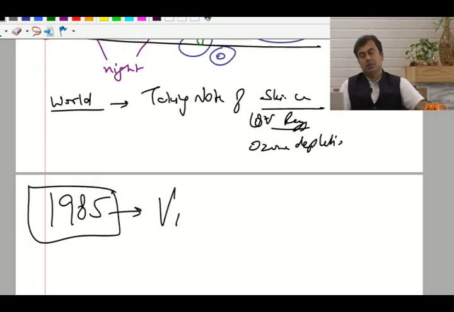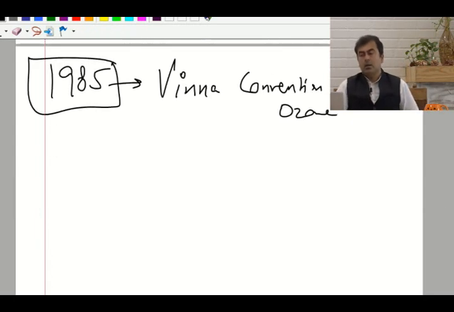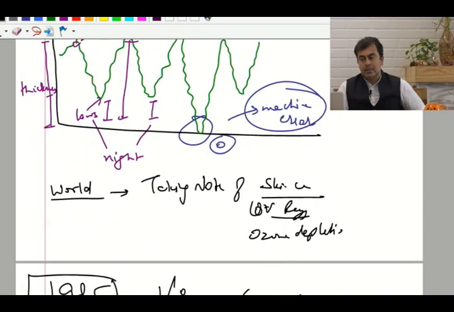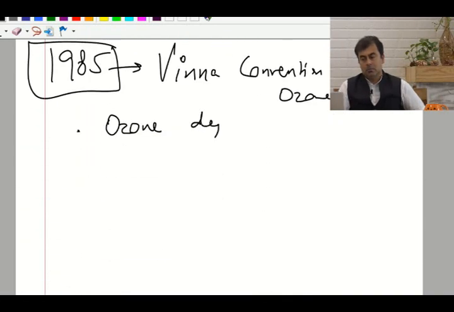This is called the Vienna Convention. Vienna Convention on Ozone. And they said that ozone is depleting. Now there is data. ये graph है हमारे पास. Ozone layer is depleting. So all members said, okay, yeah, it is depleting.